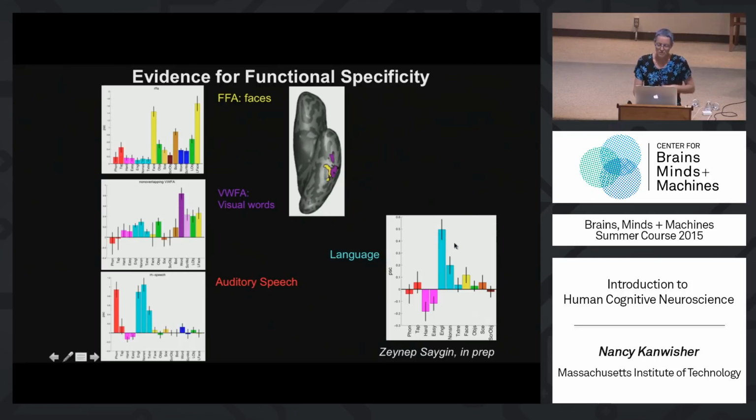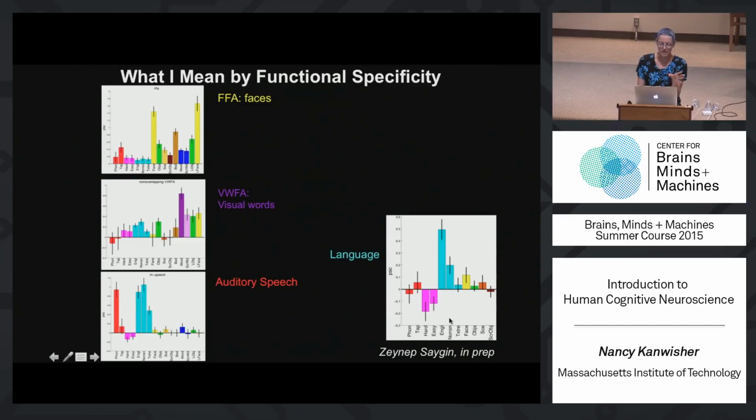So this is now the response in a language region so identified. Here's the response when you're listening to sentences. This is when you're listening to Jabberwocky nonsense strings. Here's when you're saying badaga badaga. It's not just speech sounds. Here's when you're listening to synthetically decomposed speech sounds that are acoustically very similar to the Jabberwocky speech. It's just not interested in those things. It seems to be interested in something more like the meaning of a sentence.